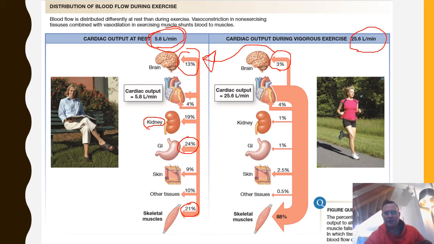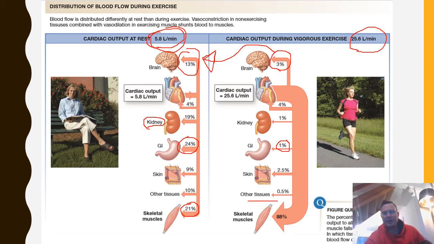But interestingly, if you look at 1% of blood flow going to the digestive tract, 1% of 25 litres isn't close to this, is it? 25% of just under 6 litres. So there's a really huge variation.